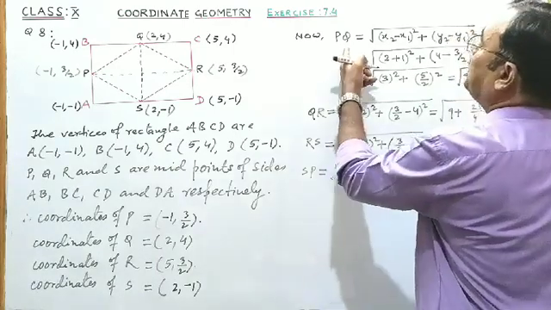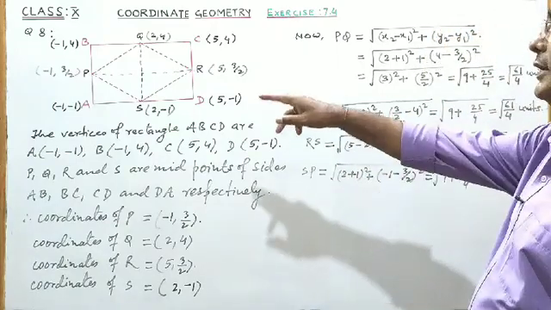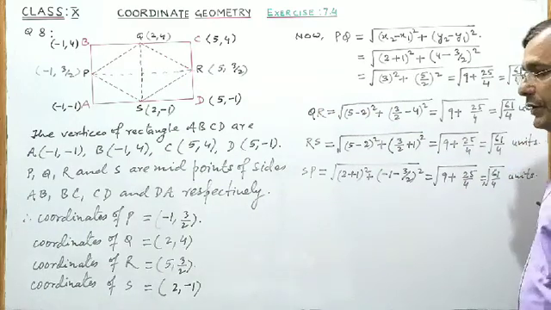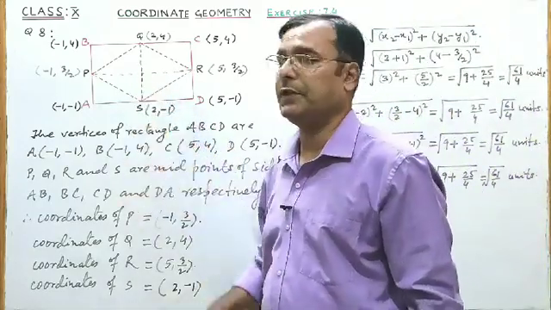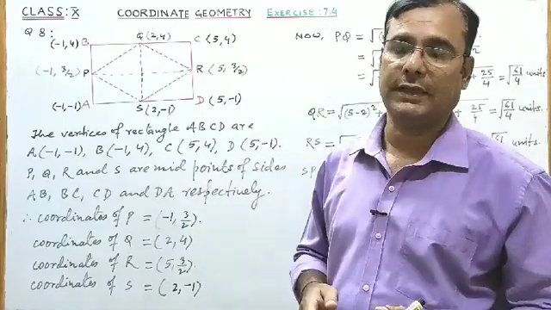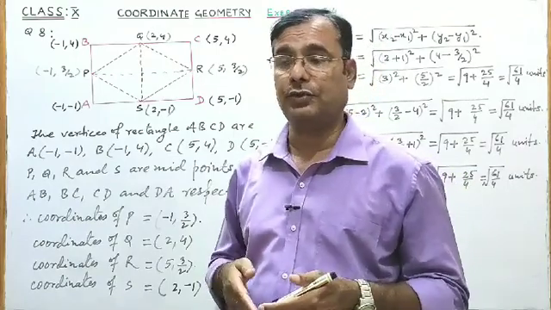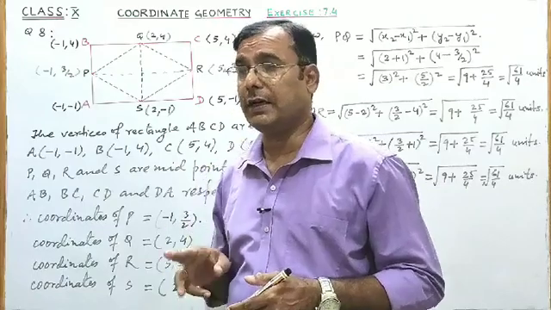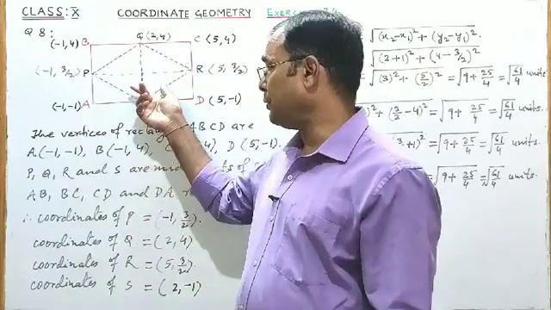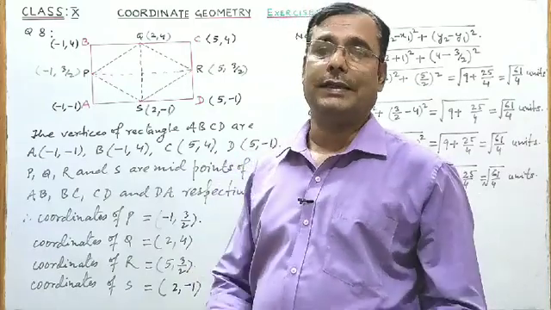So PQ, QR, RS and SP, all four sides of quadrilateral PQRS we have found to be under root 61 by 4 units. So four sides of quadrilateral PQRS are equal. Based on four equal sides, we can say that this quadrilateral can be a rhombus or it can be a square also, because in both the figures, square and rhombus, four sides are equal. But formally we cannot say whether this quadrilateral PQRS is a rhombus or a square.